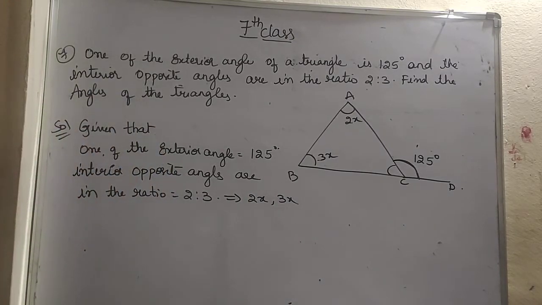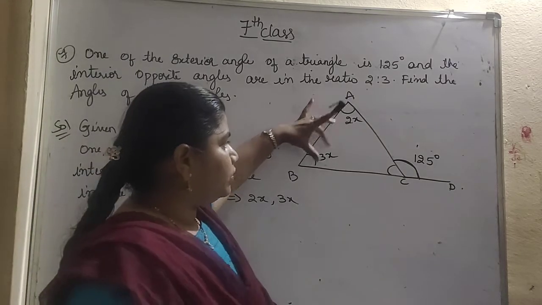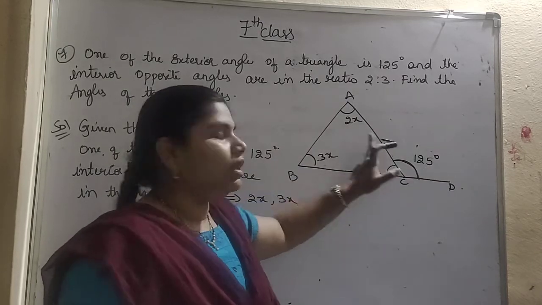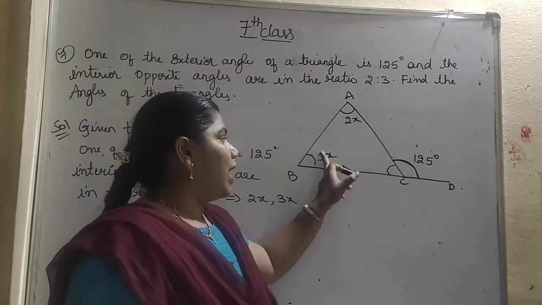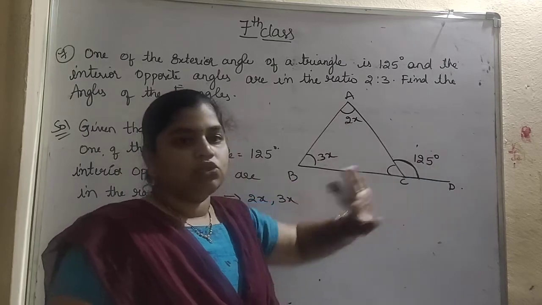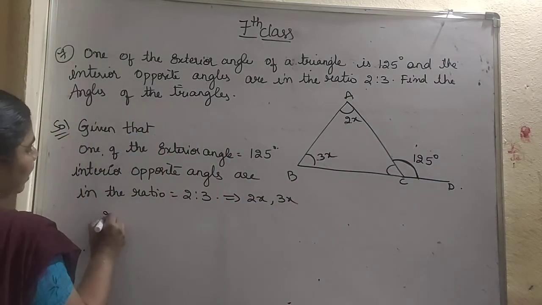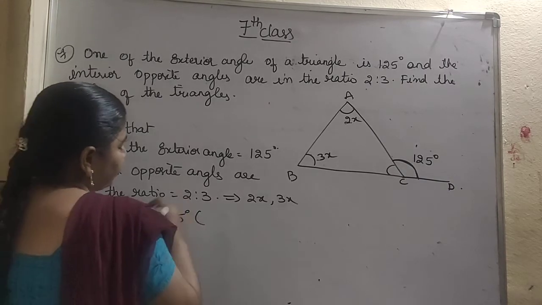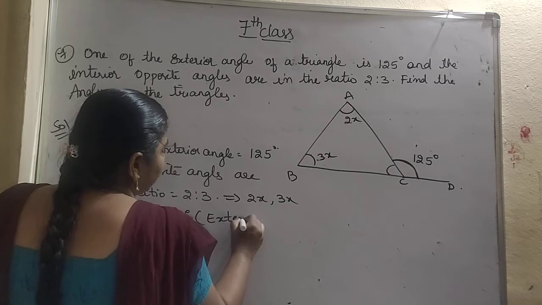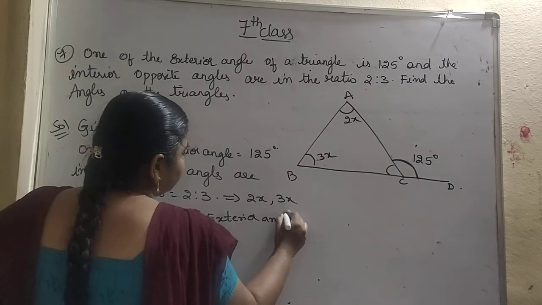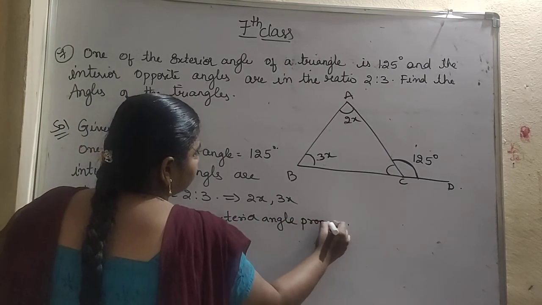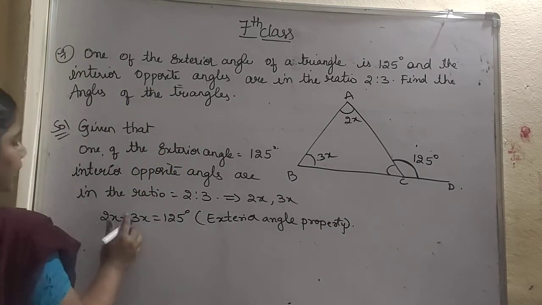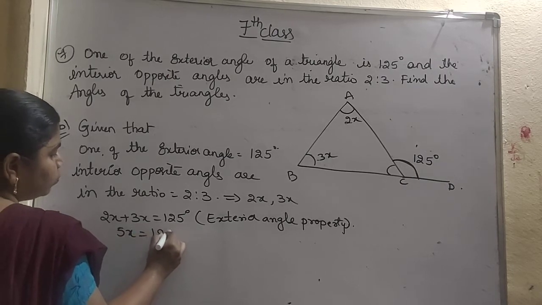Okay, so now what do we have to find? We have to find these 2 angles. The sum of 2 interior angles should be equal to the exterior angle. That means if you add these 2 angles, the result should be equal to 125. So how to write that? 2x plus 3x is equal to 125 degrees by using the exterior angle property. So 2x plus 3x will be 5x equals 125.